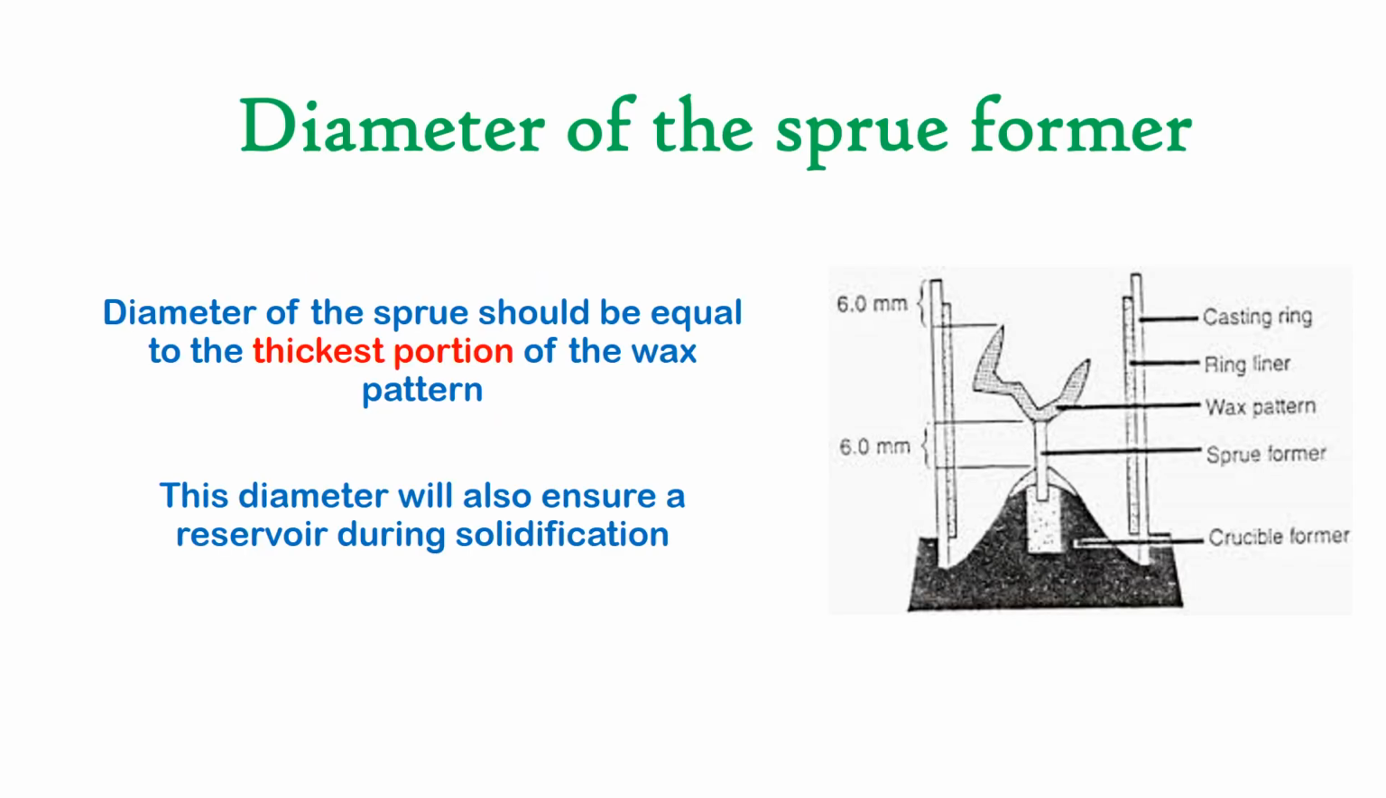So regarding the diameter of the sprue former, you should learn that it should always be equal to the thickest portion of the wax pattern. And this diameter will also ensure a reservoir during solidification. So in this figure you can see that wherever is the thickest portion in the wax pattern, the diameter of the sprue should be equal to that.